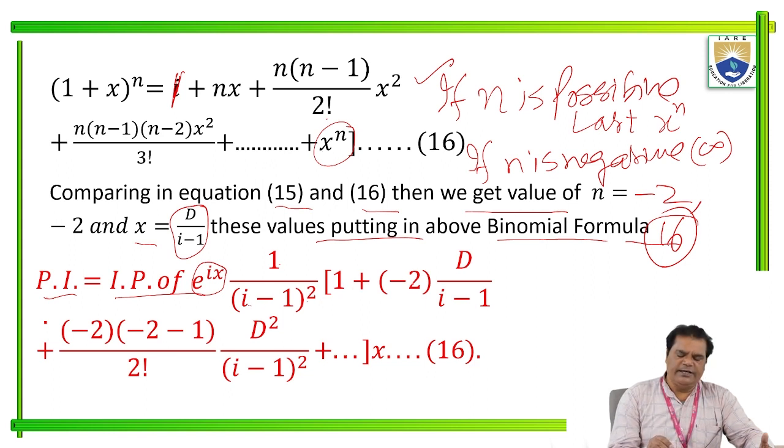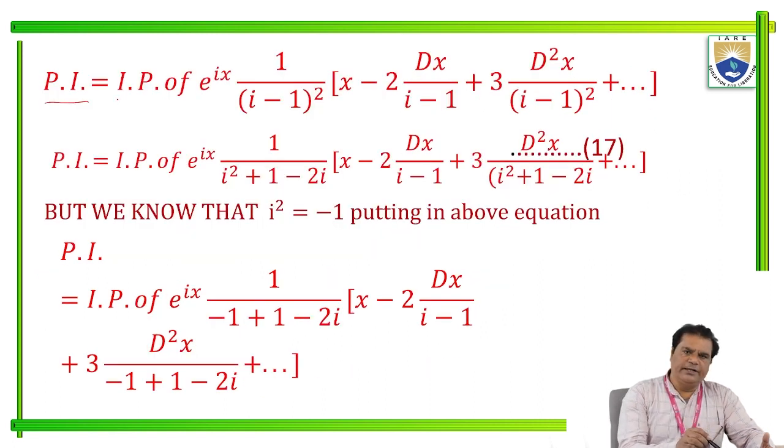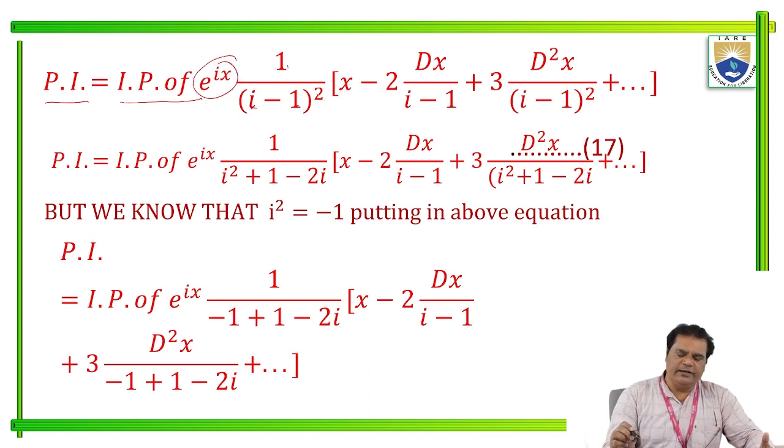Here 1 plus minus 2, 1 plus n into x, nx, 1 plus nx, n into x, plus n minus 2, n minus 1, minus 2 minus 1 upon factorial 2 into x square, D upon (i minus 1) whole square, and plus this x 16 and whole cube, whole 4 and so on. So now here, particular integral, I.P. of e to the power ix, 1 upon (i minus 1) whole square.